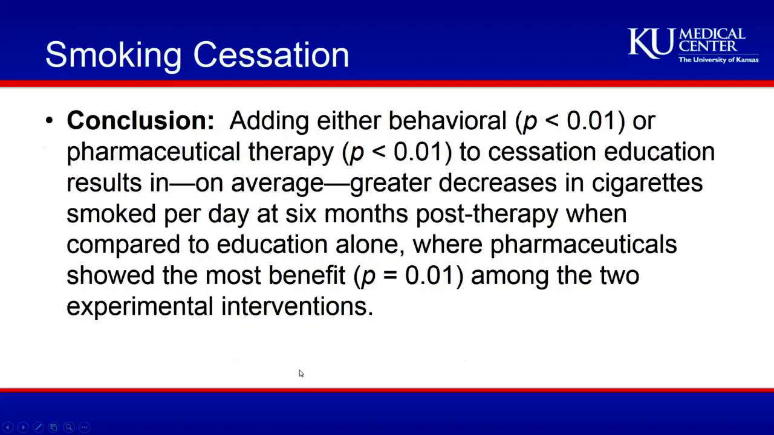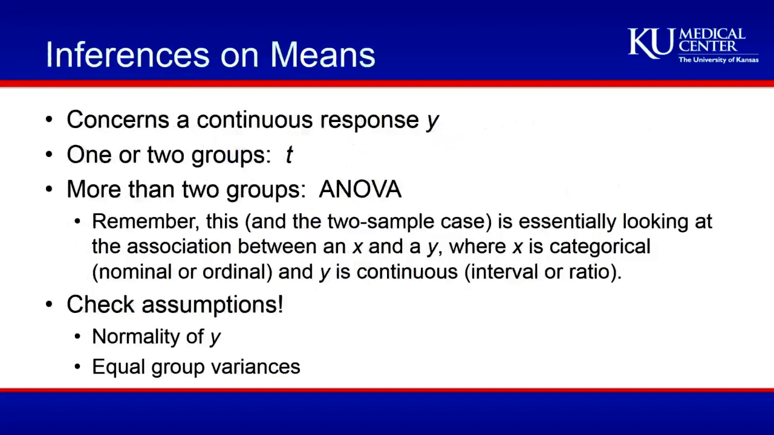Any questions about the ANOVA? I have a conclusion here about how it would be written up, but we'll move on because I think we have time to get to some other things. So again, inferences on means can be done generally with T, but ANOVA will always work as long as you can verify the assumptions of normality of the outcome and equal group variances. That would be verified, I think, both ways by just doing those box plots.